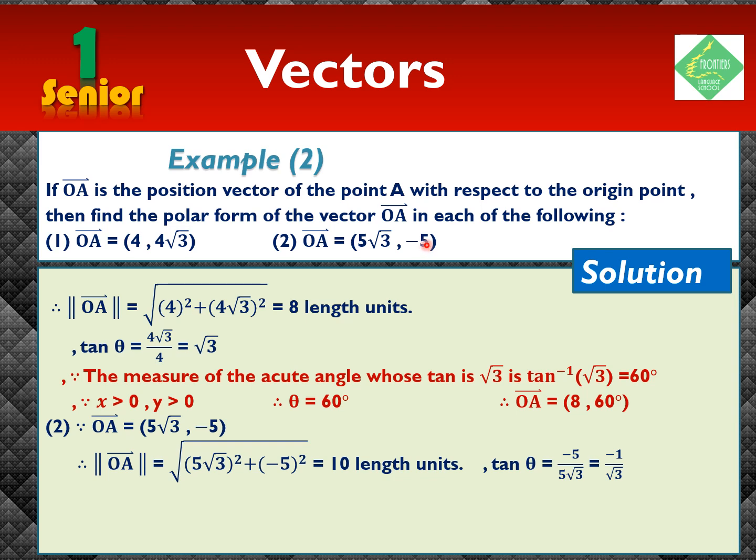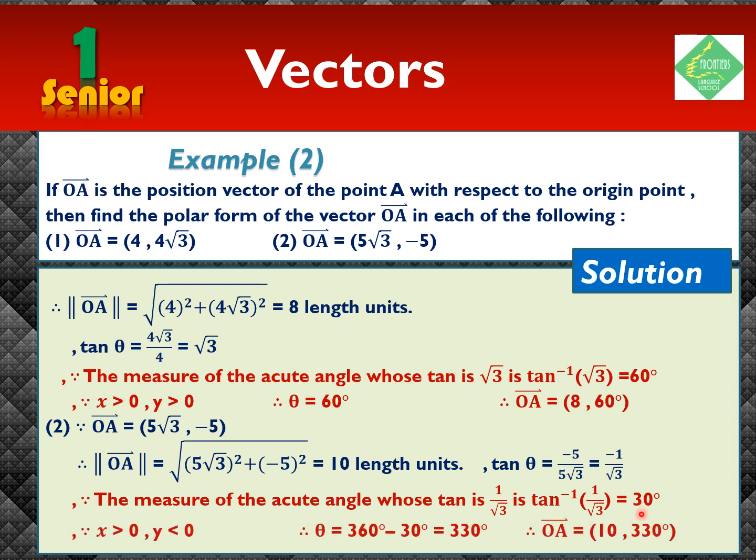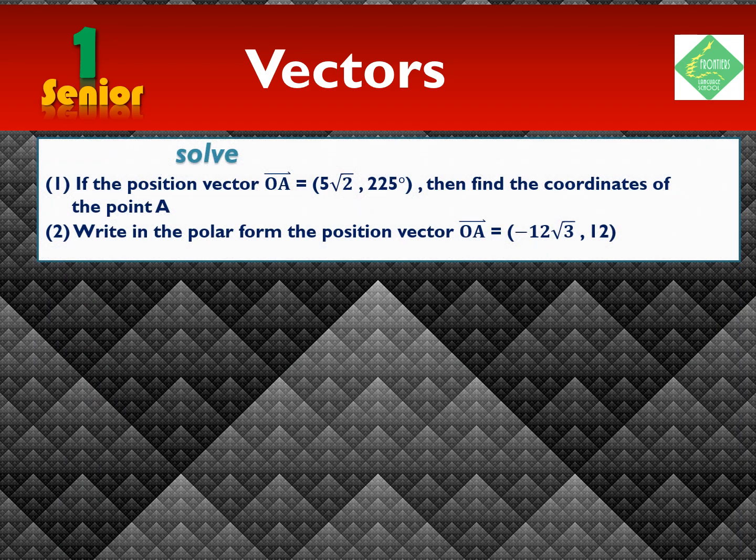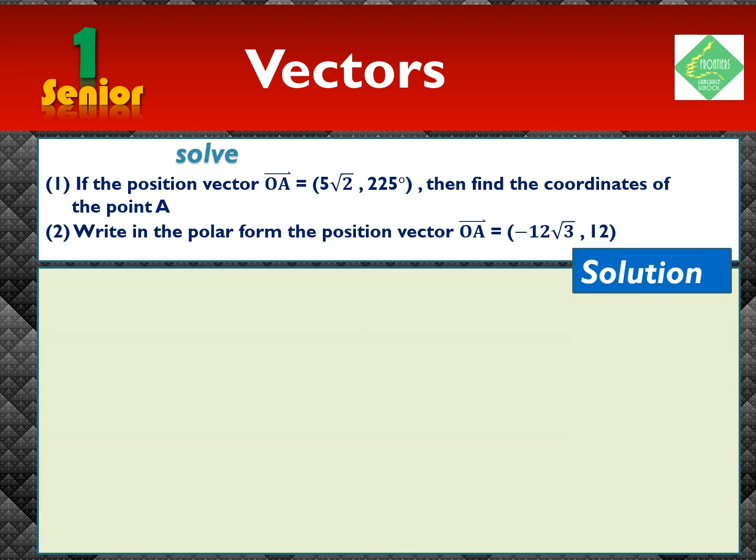In the first term we agreed that if you have an angle located in the fourth quadrant, its law is 360 minus the first positive directed angle. To calculate the first positive directed angle, you will search for shift tan 1 over root 3 only. You will get 30 degree. And 360 minus 30 degree will be 330 degree. So the polar form will be 10, which is the norm, and 330 degree, which is the angle. Solve this and show me at the class.